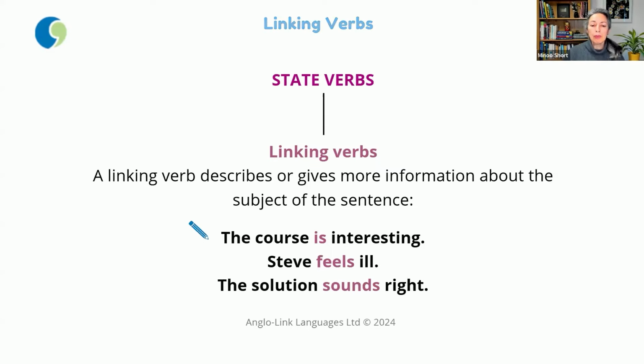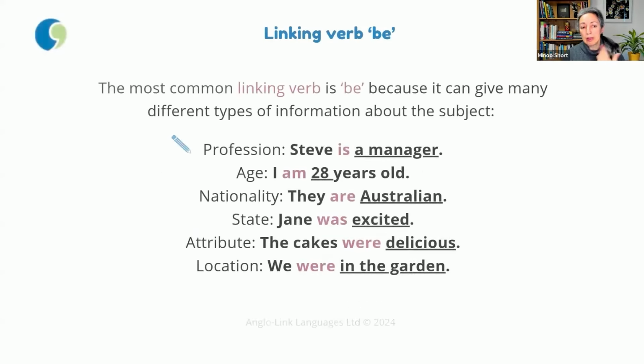So, the most common linking verb in English is the verb be. Now, why is be the most common linking verb? It's because it can give many different types of information about the subject. It can tell us about the subject's profession. For example, Steve is a manager. It can tell us about the subject's age. I am 28 years old.